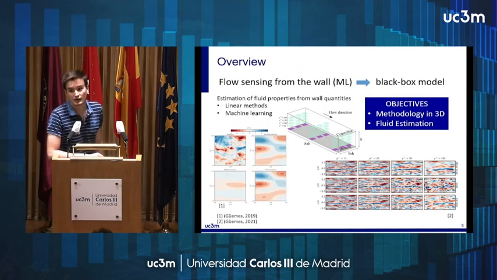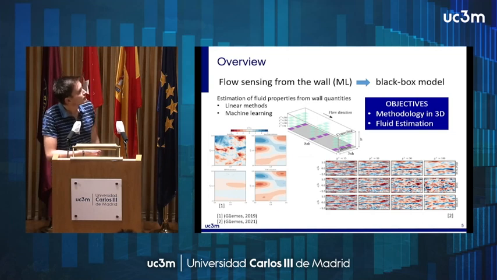Here we have an overview of this thesis, starting with the sensing part. These figures are from the literature, where they do exactly this. With sensors in the wall, they apply some techniques to estimate the velocity field, with linear techniques and something more complex using machine learning, such as convolutional neural networks, fully convolutional networks, or GANs. That is what I'm going to talk about later.